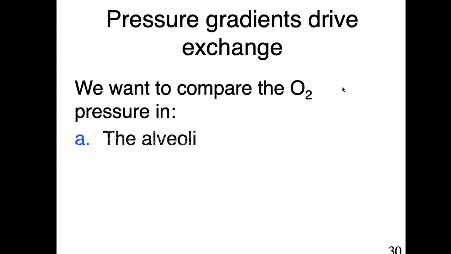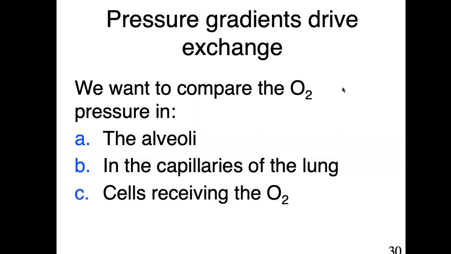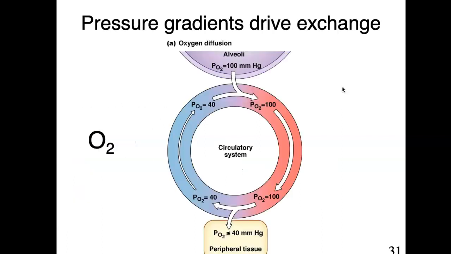What we want to look at now is how pressure gradients drive that exchange inside the vessels. And I asked you to do some drawings of this to start getting an idea. We want to compare the oxygen pressure, right? How much pressure is there of that oxygen in the alveoli when you've just inhaled all this air, in the capillaries of the lung once it crosses into those capillaries, and then again in those cells that are receiving that oxygen, right? That's the pathway from the alveoli to the capillaries into those cells receiving them.